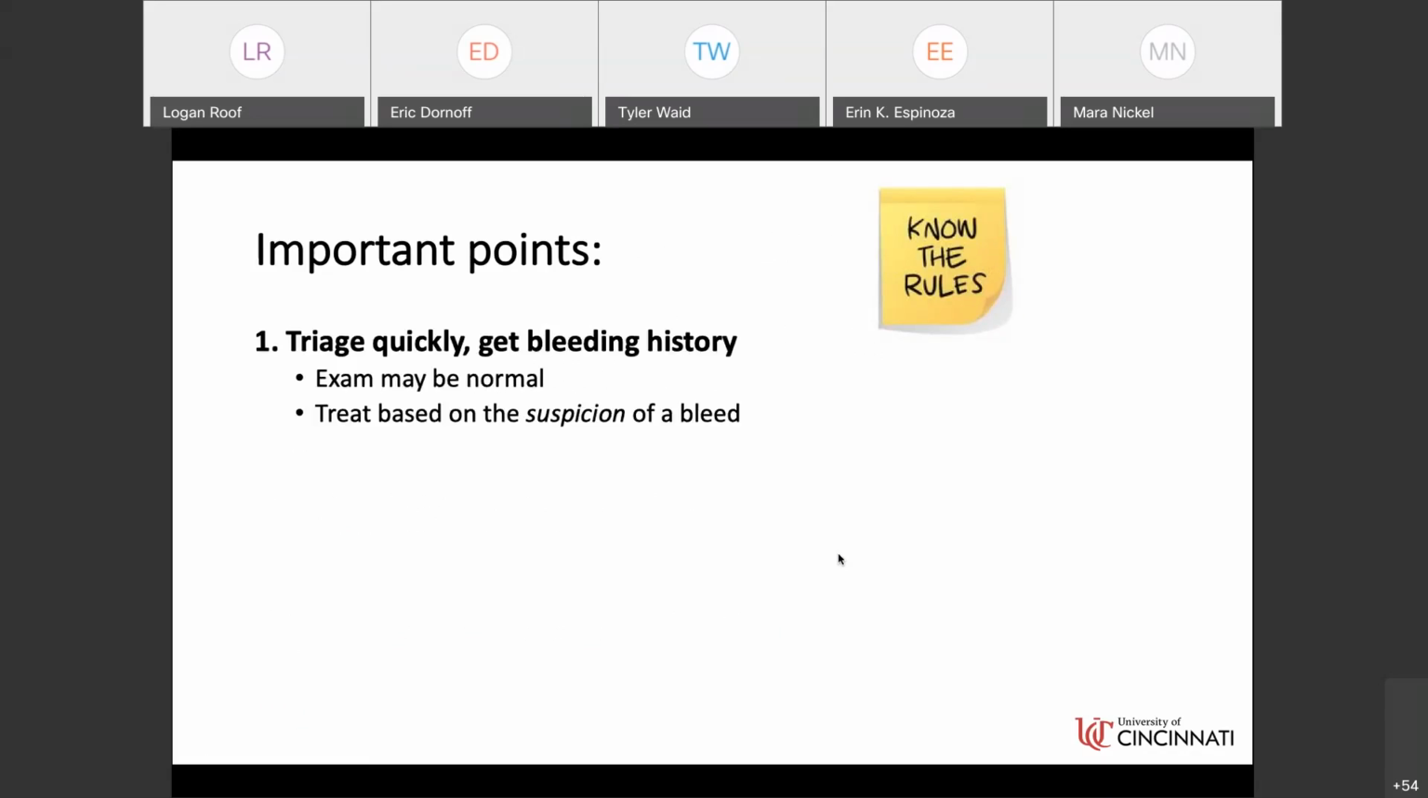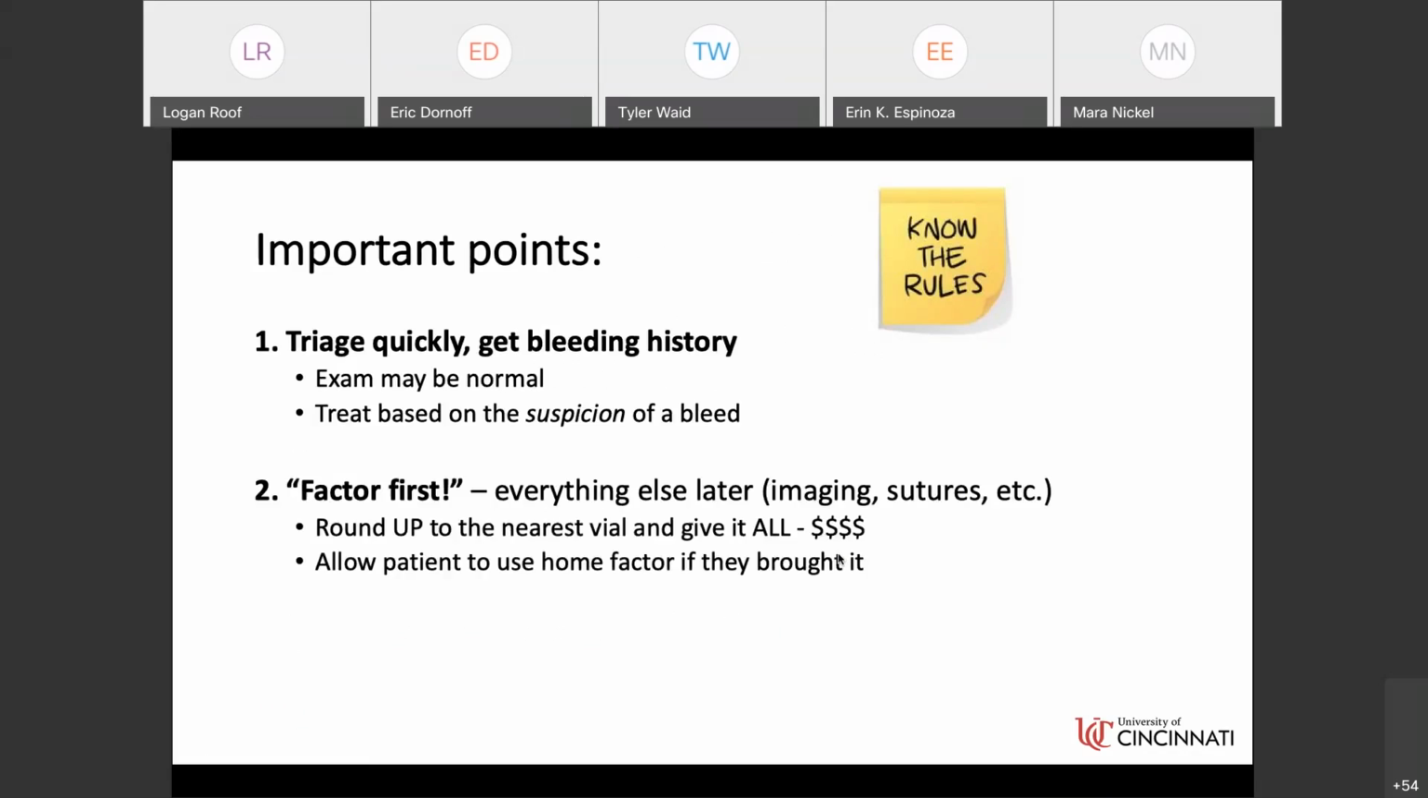We really do not treat based on any imaging showing us there's a bleed or even an abnormal exam. We treat just based on the suspicion of a bleed. And the other rule is to follow what we call factor first. That means give the factor replacement. Everything else, imaging, any kind of procedure you're wanting to do, needs to come second.